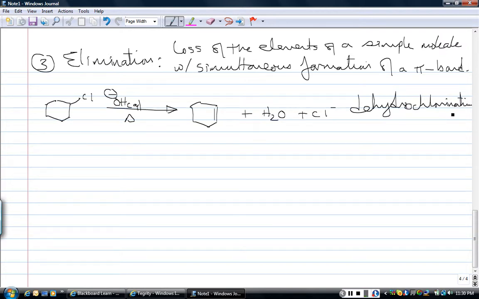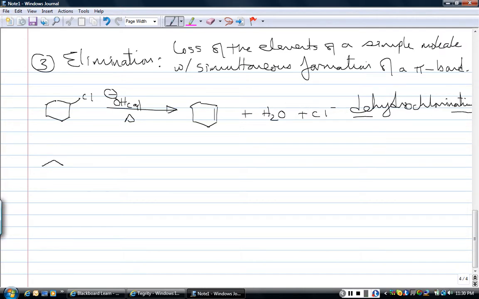So the logic here is that "ation" means addition of, but "de" is the opposite, right? So a "de-something-ation" is the loss of something, and the term in the middle tells you what you're losing. So dehydrochlorination is a loss of hydrogen chloride.